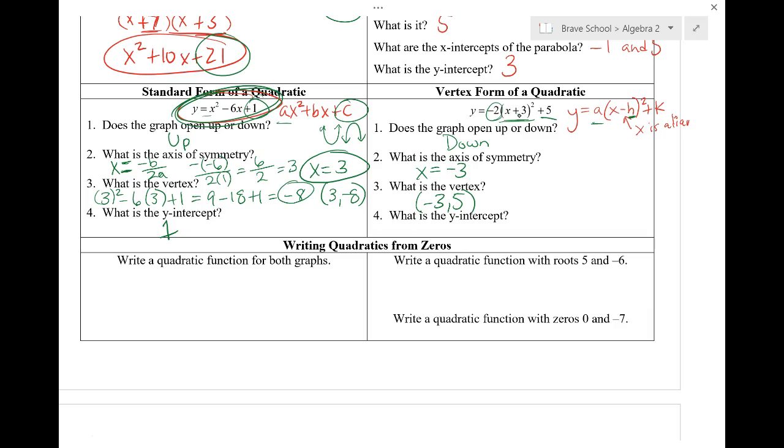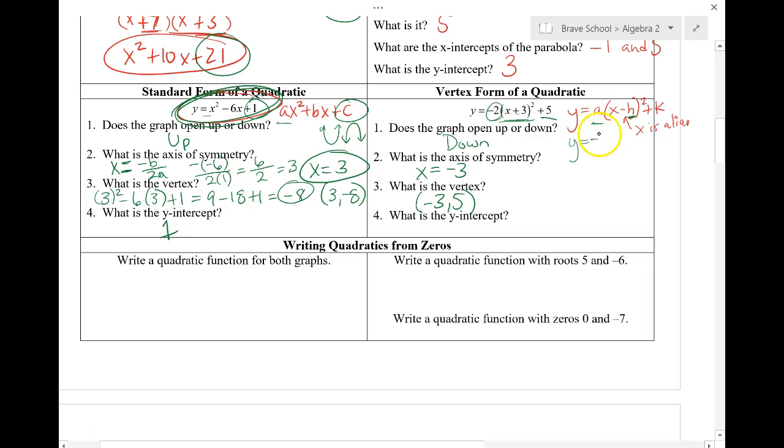Now for the y-intercept, the vertex form doesn't really tell us what the y-intercept is, so what we have to do is convert this back to standard form. And it's pretty simple. All you have to do is multiply all this out to get back to standard form. Let me show you how to do that.